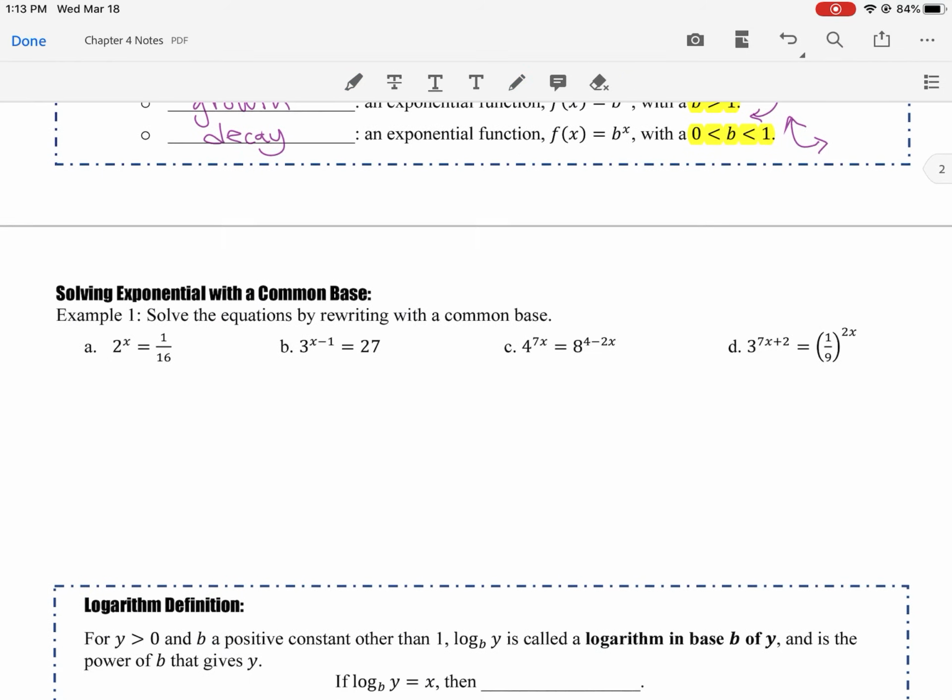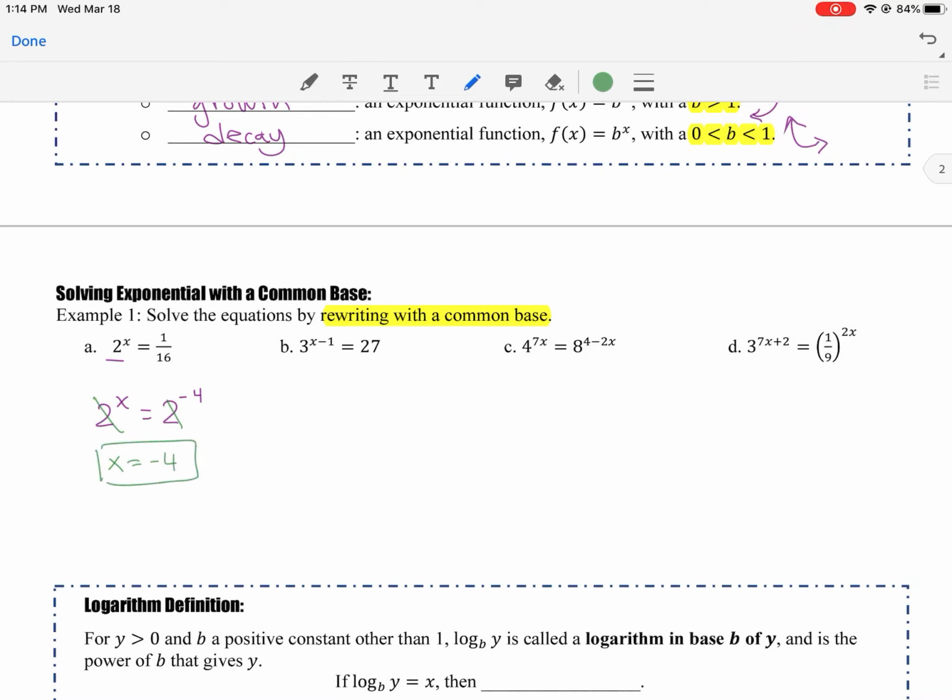We're going to solve a few of these. So this time it's asking us to solve by rewriting with a common base. So here, we've got a base of 2. We're basically going to leave the left side alone, and we're going to say, okay, 2 to what power equals 1/16? 2 to the 4 is equal to 16, and to make it a fraction, we're going to make it a -4. Once you've done that, we're saying, okay, if the base is the same, then the exponents must be equal. So here we get x equals -4.